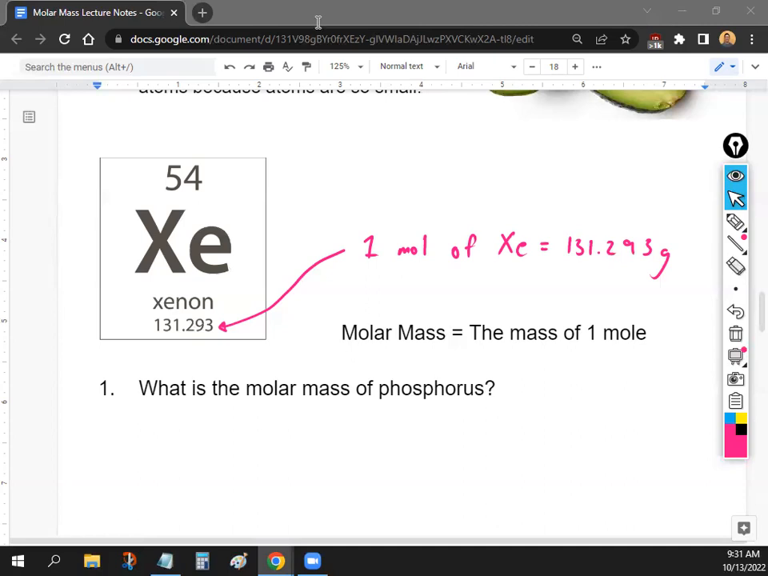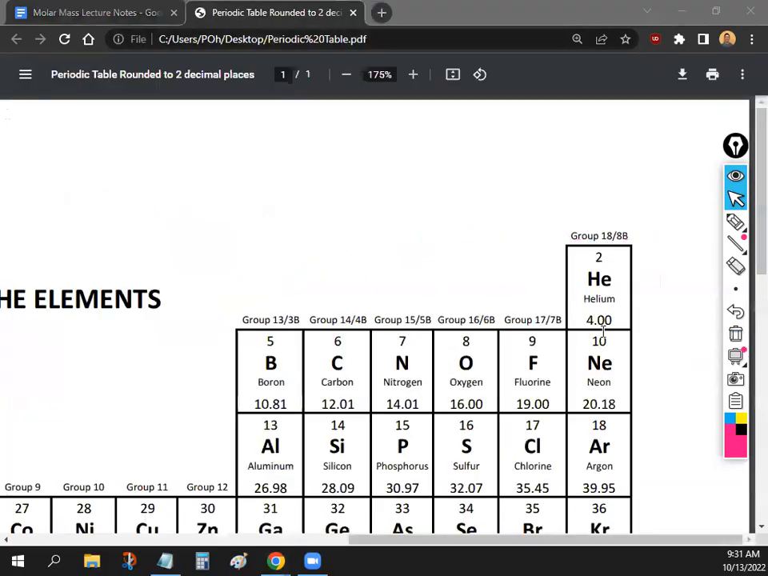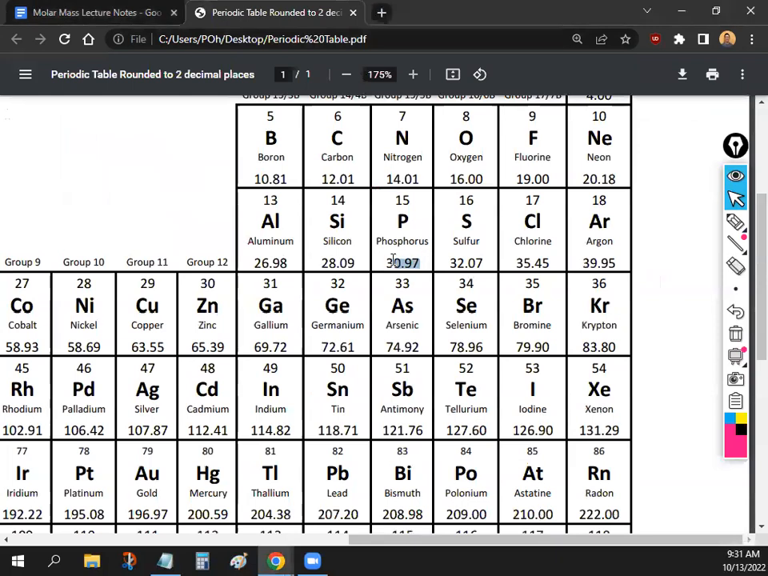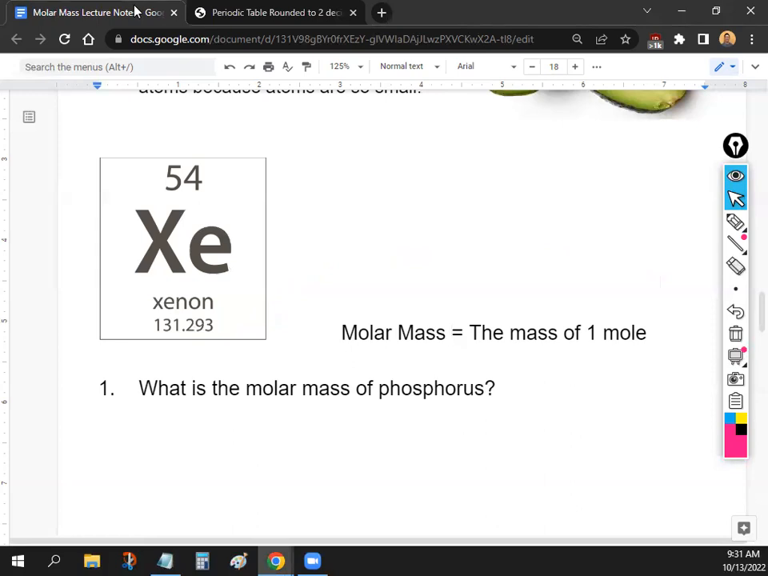Alrighty, guys. So in order to find that, all we got to do is look on the periodic table. Look at phosphorus. The number on the bottom is 30.97, which means that phosphorus has a molar mass of 30.97. Pretty easy, right? Now, the one thing I do want to mention is that when we write molar mass, we can't just write the number.